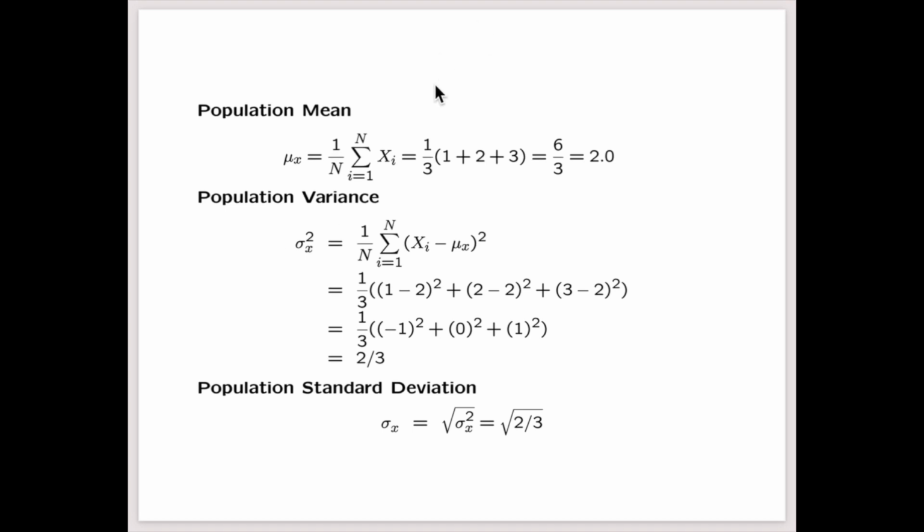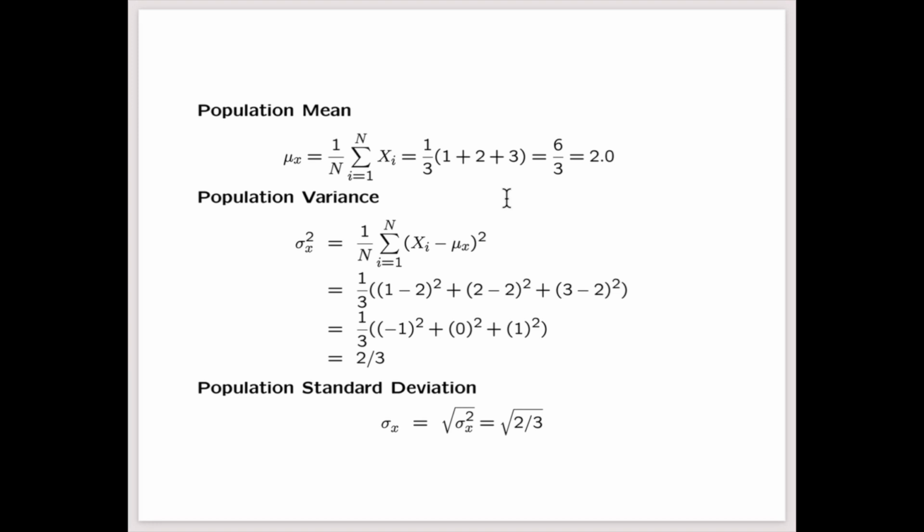Okay, and so the population mean will be denoted by lowercase Greek letter mu, and the formula for the mean of a discrete population is 1 over capital N times the sum, i going from 1 up to capital N, of the x sub i's, where capital N is the size of the population. In this case, we've got three values in that population, so capital N is 3, and x1 is 1, x2 is 2, x3 is 3. This is the calculation that we use to calculate the population mean for a discrete population.